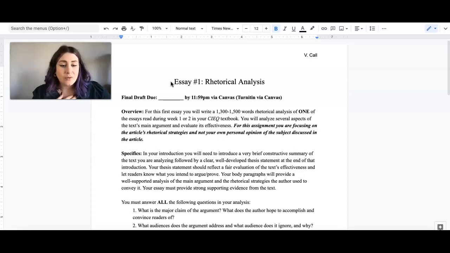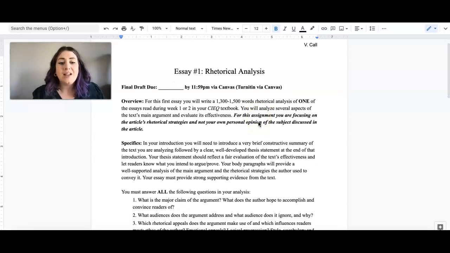So the overview. For this first essay, you will write a 1300 to 1500 word rhetorical analysis of one essay. All right, so review those options. You will be analyzing several aspects of the text's main arguments to evaluate if it was effective in convincing whatever audience they were addressing. You have to deem who the audience was. Read the text, look at the words they're choosing, look at the way they approach their topic. How do you know who their audience is?